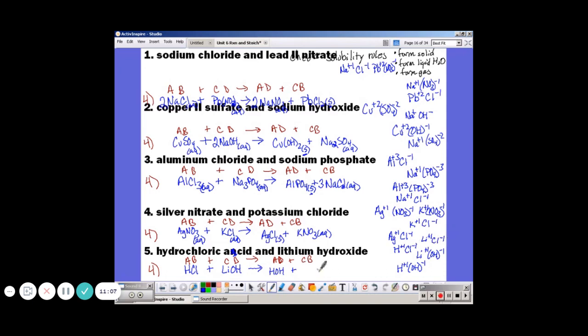So we look at our chlorines. All chlorines are soluble except with silver, lead, or mercury. So H would remain aqueous. Lithium would remain aqueous. Hydroxides are insoluble except with group 1, strontium, barium, and ammonia. So lithium being in group 1 will make this hydroxide aqueous. HOH, if you combine like terms, is actually H2O, or water, and water is a liquid. So this reaction takes place because we formed a liquid. It also happens to be balanced.